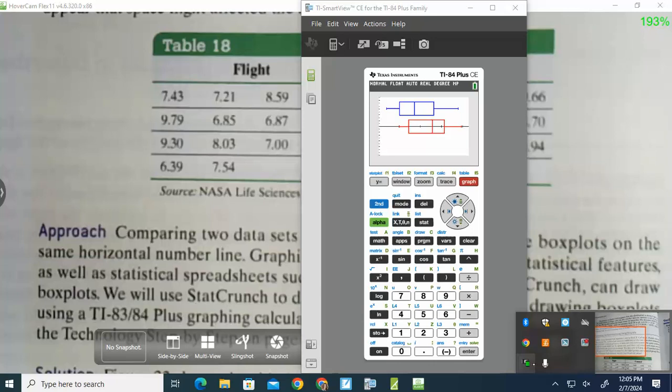The flight group, what happened to the red blood cell mass? Which one did you say was it? The top one, the blue one, was the flight group, the ones that went to space. So how are they different? Less. Yeah, it went down. Now we can see a little bit like the maximum values, there's not really that much of a difference, but the median, the quartiles, all of that is significantly lower in that group.